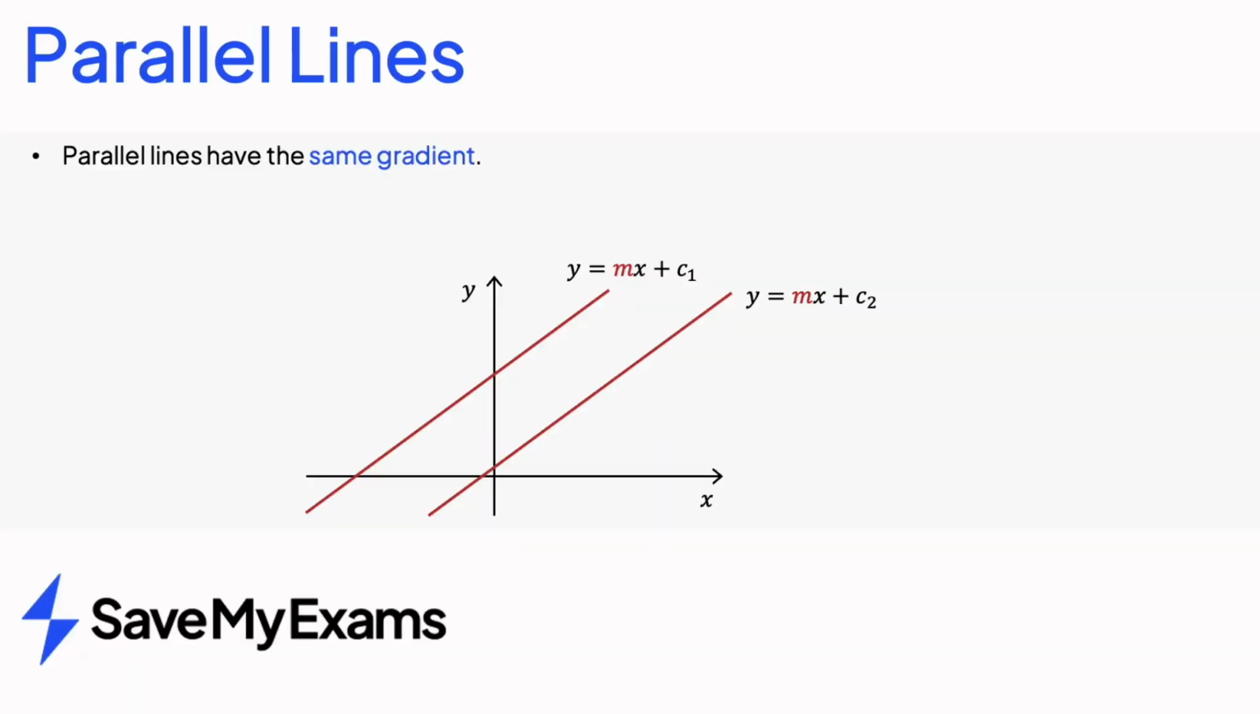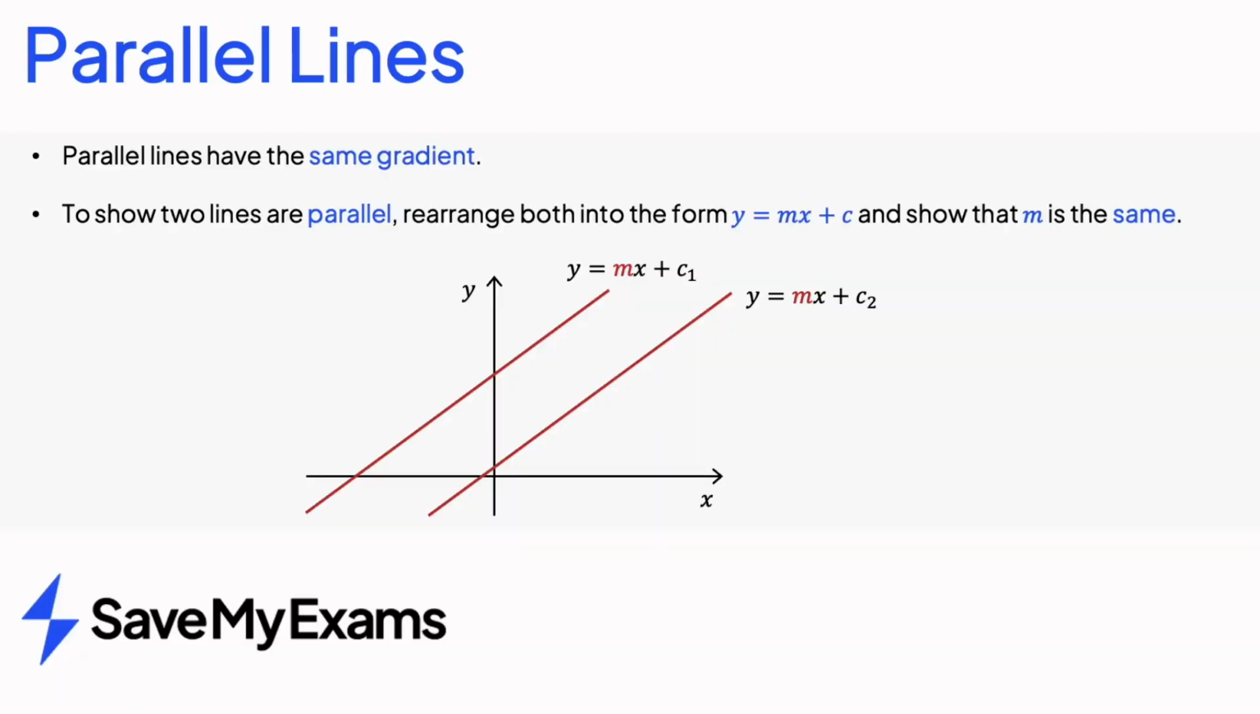So, in summary, parallel lines have the same gradient, and to show that two lines are parallel, rearrange them both into the form y equals mx plus c, and show that the value of m is the same for both equations.